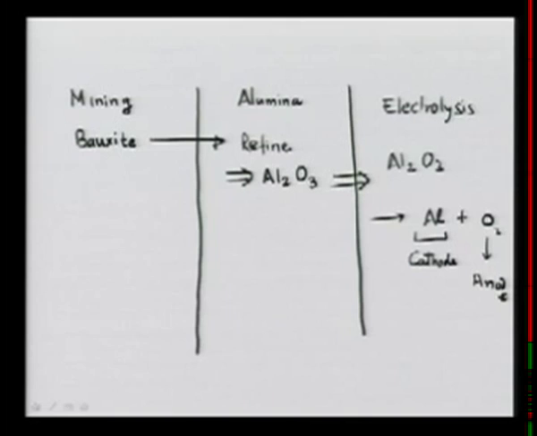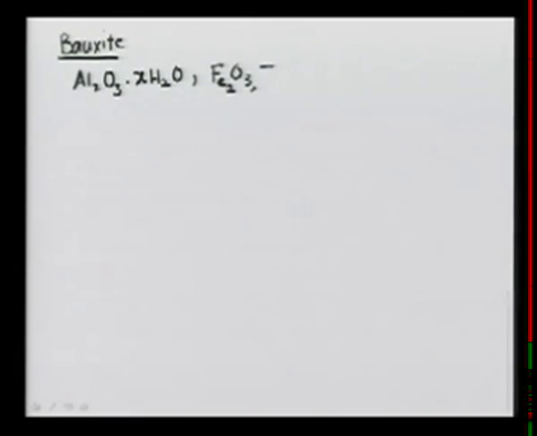So if we go to the next board, if you look at the bauxite, it is essentially Al2O3 which is hydrated, so let's write the hydrated part as some X molecules of water, plus it has lots of impurities. The impurities largely are Fe2O3, the iron oxide. It can have titanium, it can have silica in various complex forms, it can have vanadium, it can have gallium and various other metals.